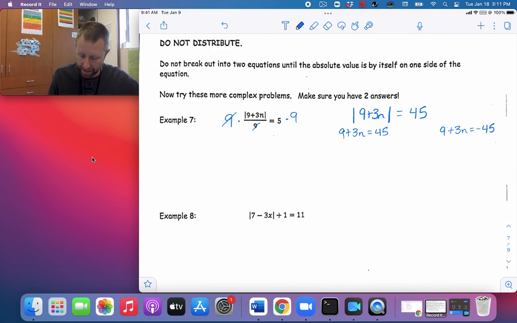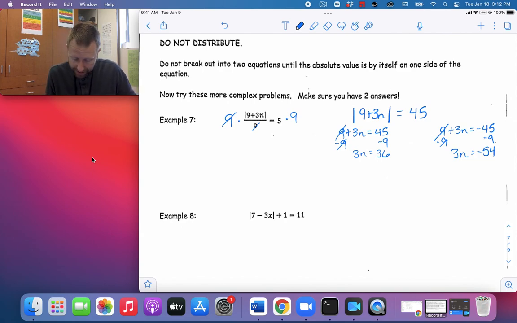And my steps are going to be the same. I'm going to subtract 9 from both sides to start. I've got 3n, 45 minus 9 is 36. And then over here, subtract 9 from both sides. You don't have to solve them both at the same time. I'm just doing it with this one. I get 3n equals negative 54. Okay, I now just divide both sides by 3.